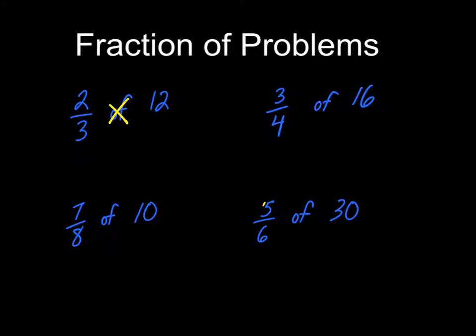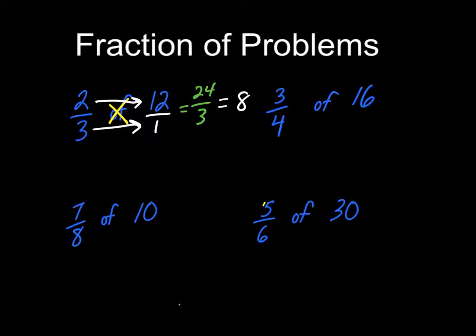Our next step is we can put a 1 underneath. That does not change the value of our 12. Then we're able to multiply straight across, and we get 24 thirds, which we do that division, and we get our answer of 8.